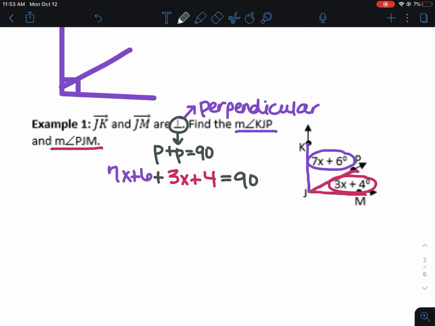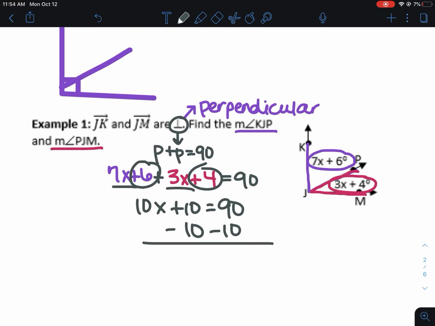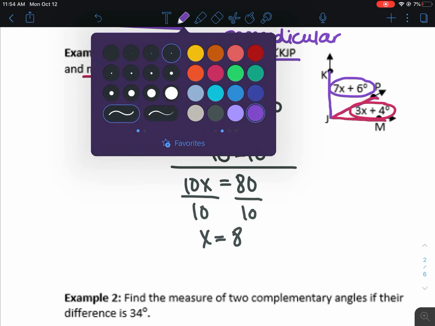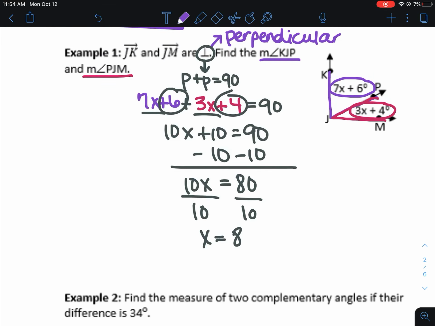Okay, so we set up the equation, now we need to solve for x. So we can do it the old-fashioned way by combining like terms. So we get 10x, and combining the constants, we get 10. Then we take away 10 from both sides. So that gives us 10x equals 80. And divide both sides by 10, which is 8. So that means x equals 8. And then to figure out what each angle is equal to, you just plug it in.